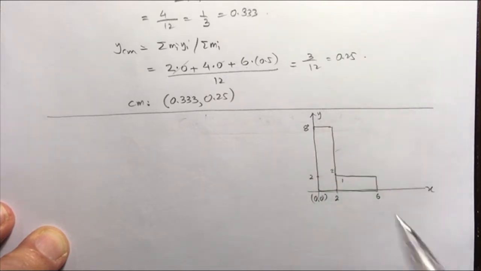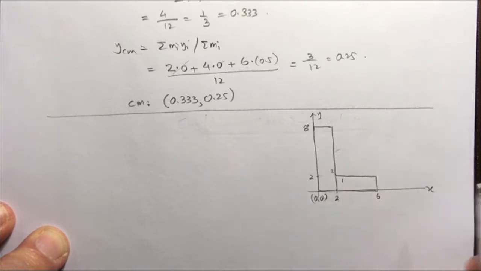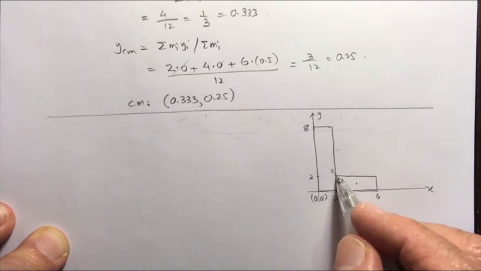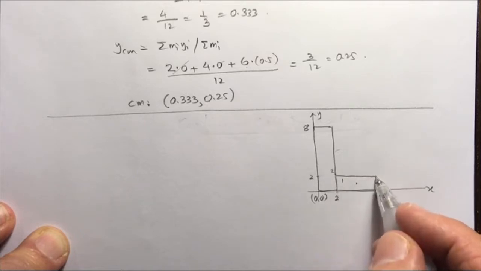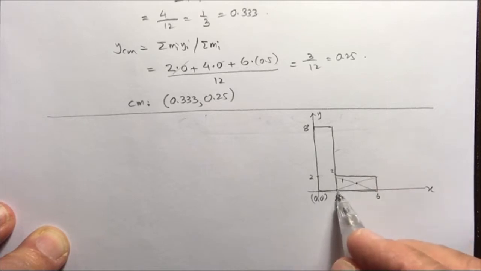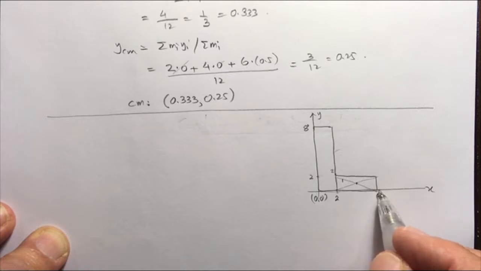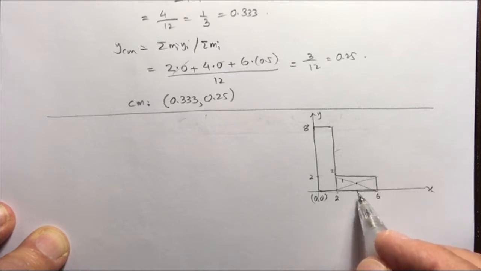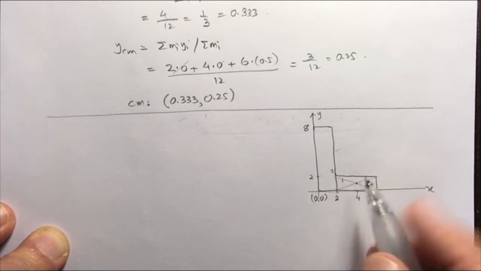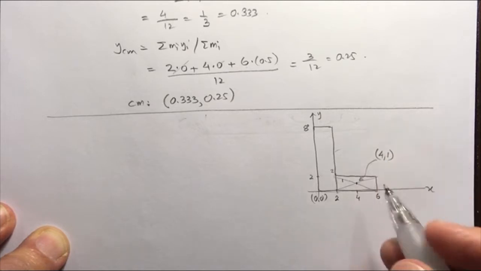So the center of mass of this rectangle we know is in the geometric center. For every regular object, the center of mass is in the geometric center. So that point is going to be, between 2 and 6, it's going to be 4, and it's 2 units high, so it's going to be 1. This point is going to be 4, 1.